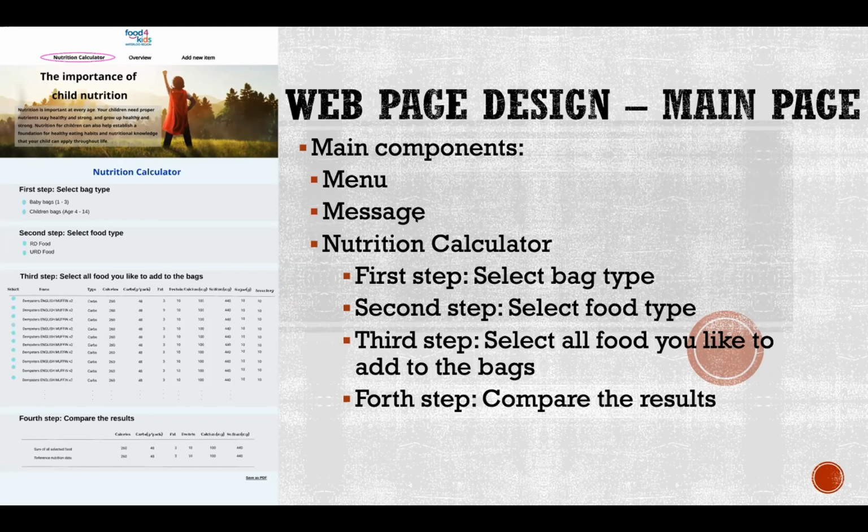We have set up 4 steps for the calculator. The first one is to select the corresponding bag type. There are two options, baby bags and children bags. Each has a different reference nutrition data. The second step is to select the food type. There are UR food and URD food. The third step is to select all the food that the organization would like to include in their food bag, and we will calculate the nutrition content based on the selected food. And the last step is to compare all this selected food data with the reference data.